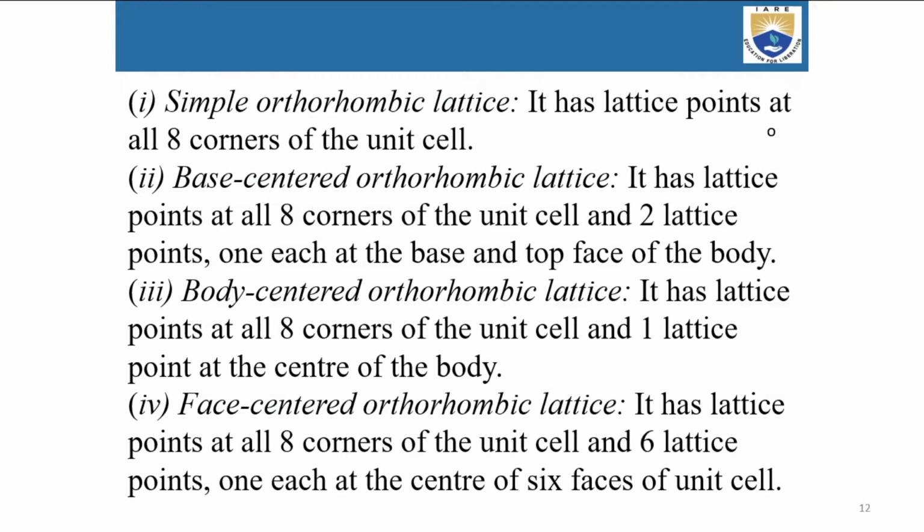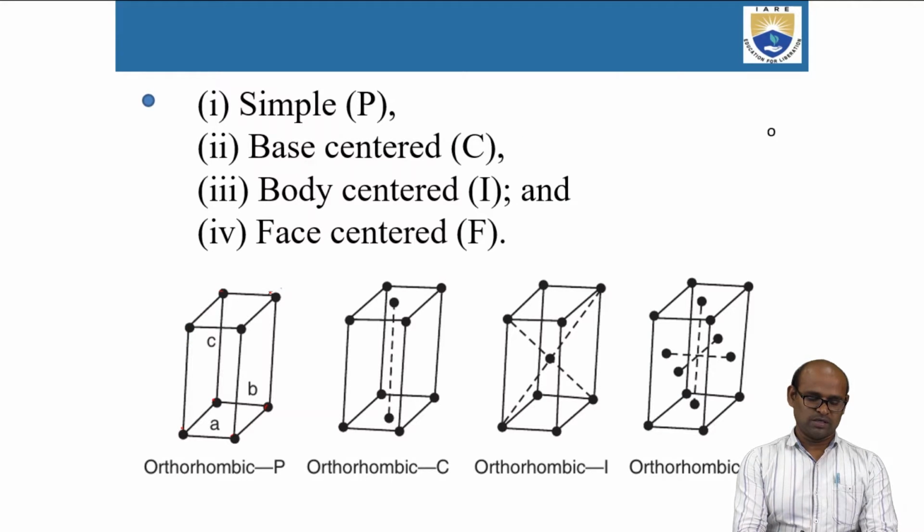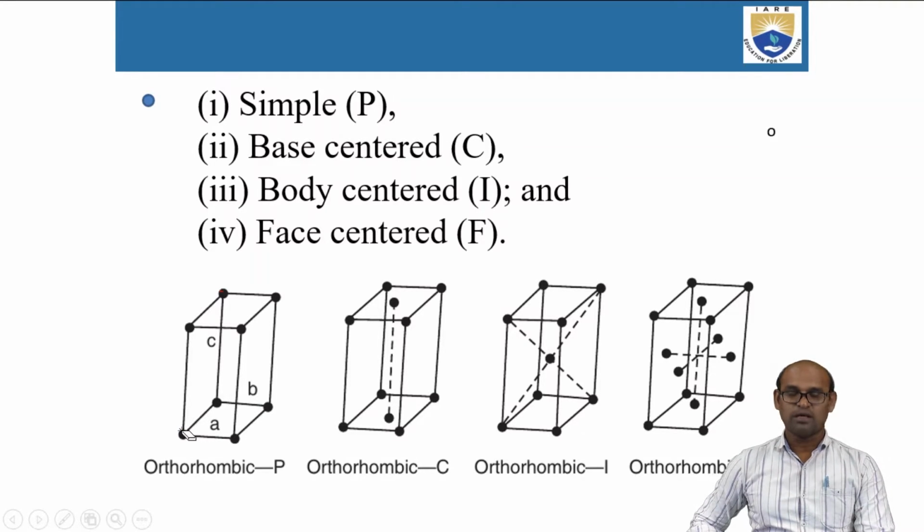Okay, so this is the discussion. The simple orthorhombic lattice has a lattice point at the 8 corners of the unit cell. So simple orthorhombic: 1, 2, 3, 4, 5, 6, 7, 8. You have a lattice point at each corner, so 8 lattice points at 8 corners.